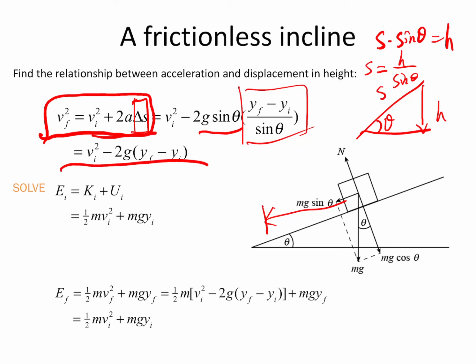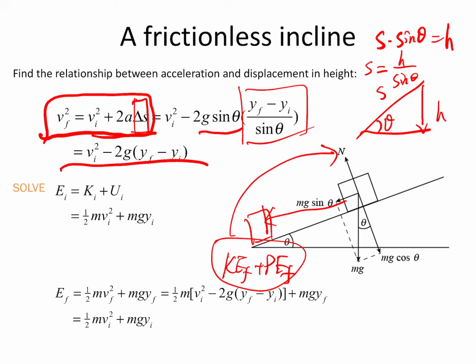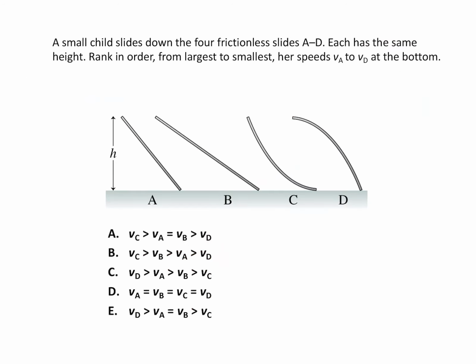And you find the kinetic energy of the object here increased by the mechanical energy, which is kinetic energy plus potential energy, equals exactly what you have here. Kinetic energy here, potential energy here. So which means mechanical energy is conserved here too.